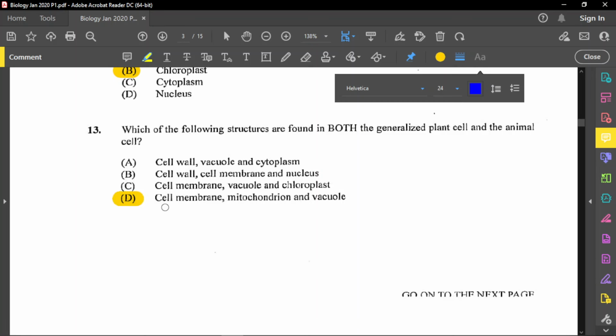They're in both of those cells. All right, plant and animal cells. So option D is cool for number 13.